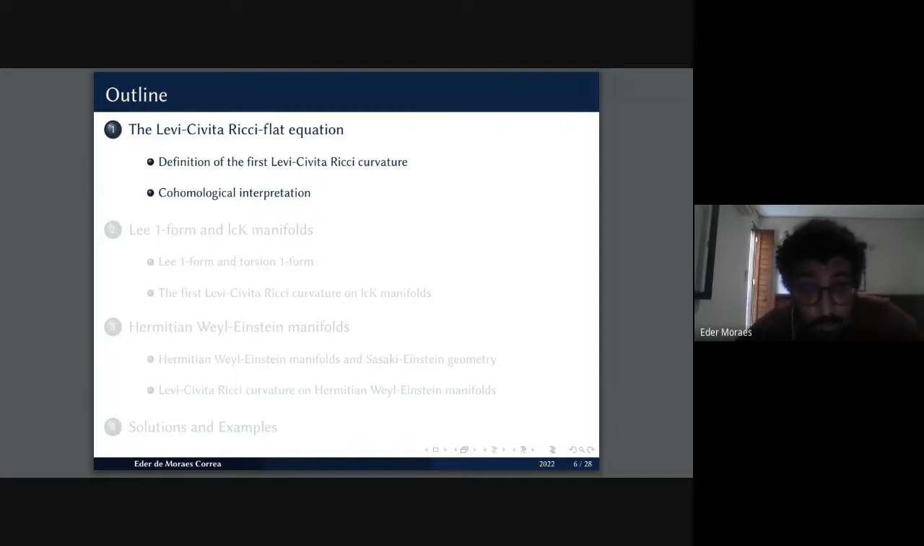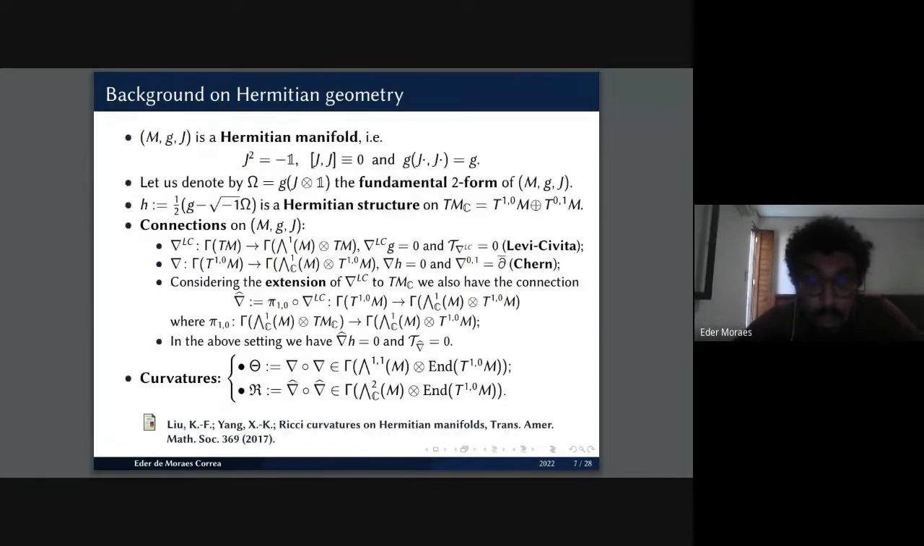Okay, so let's start introducing the notion of Levi-Civita Ricci curvature. Here we have some generalities on Hermitian geometry. It's the basic background, and maybe most of you are familiar with this. I would just like to talk in a little more detail about the connections which I am interested in for the talk. I will be interested in the Levi-Civita connection. I will denote by nabla LC the Levi-Civita connection associated to a Hermitian manifold.